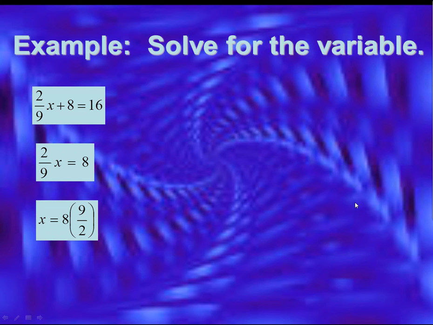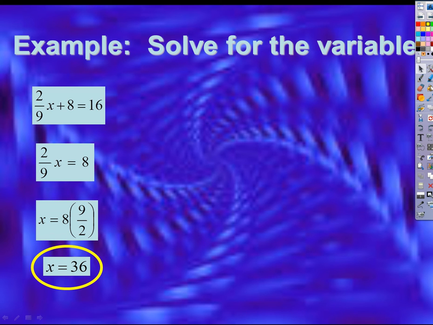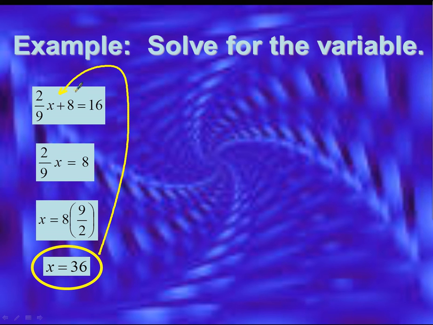And we got an answer of 36. How do we know if it's right? Substitute the x for 36. Good. Okay, we can go back to the original equation, and we can substitute that 36 in for the variable x. And what's going to happen if we did it correctly? Good. It's going to make the equation true.